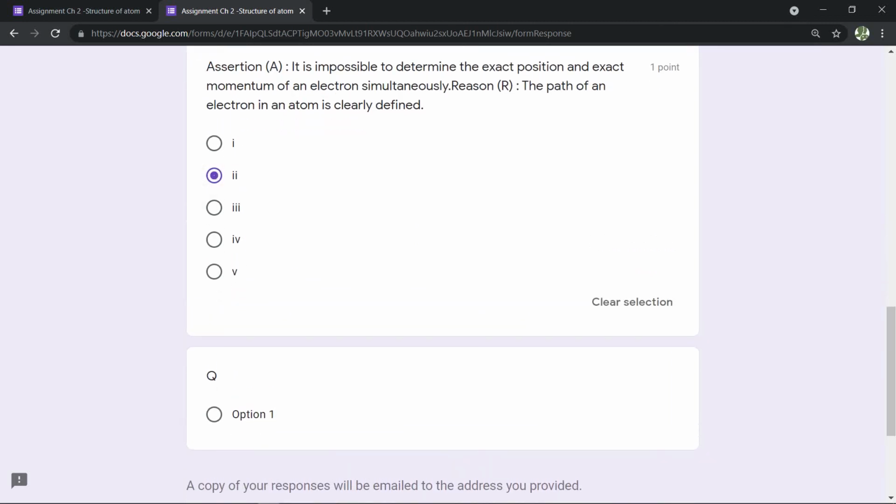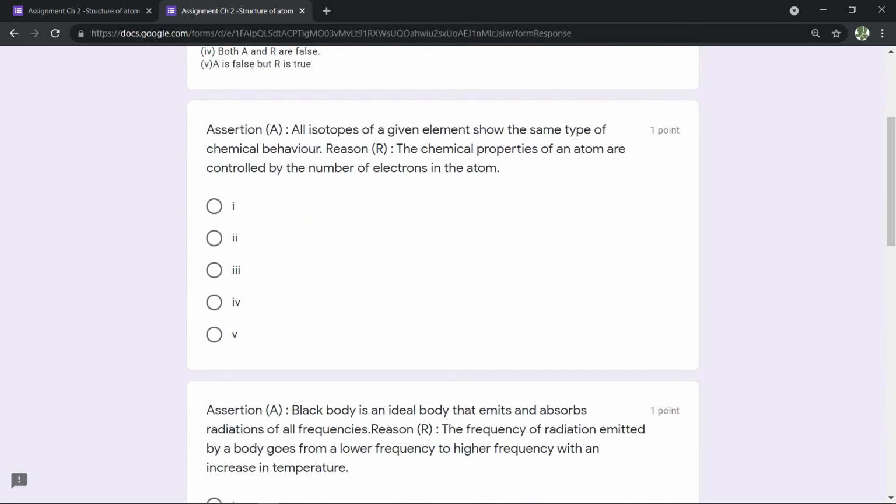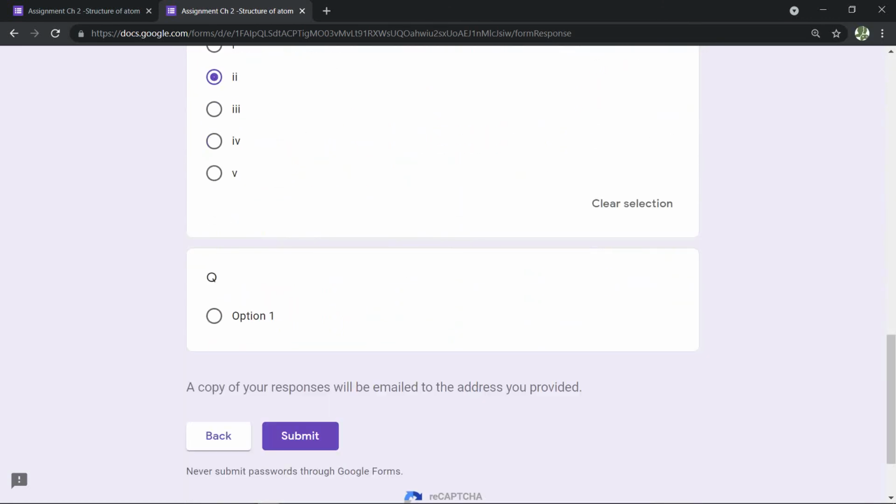So this workload has been reduced, but be prepared for the test. Okay? Ma'am, the assertion-reason question about lower frequency to higher frequency, its answer is the third option: A is true, but R is false.